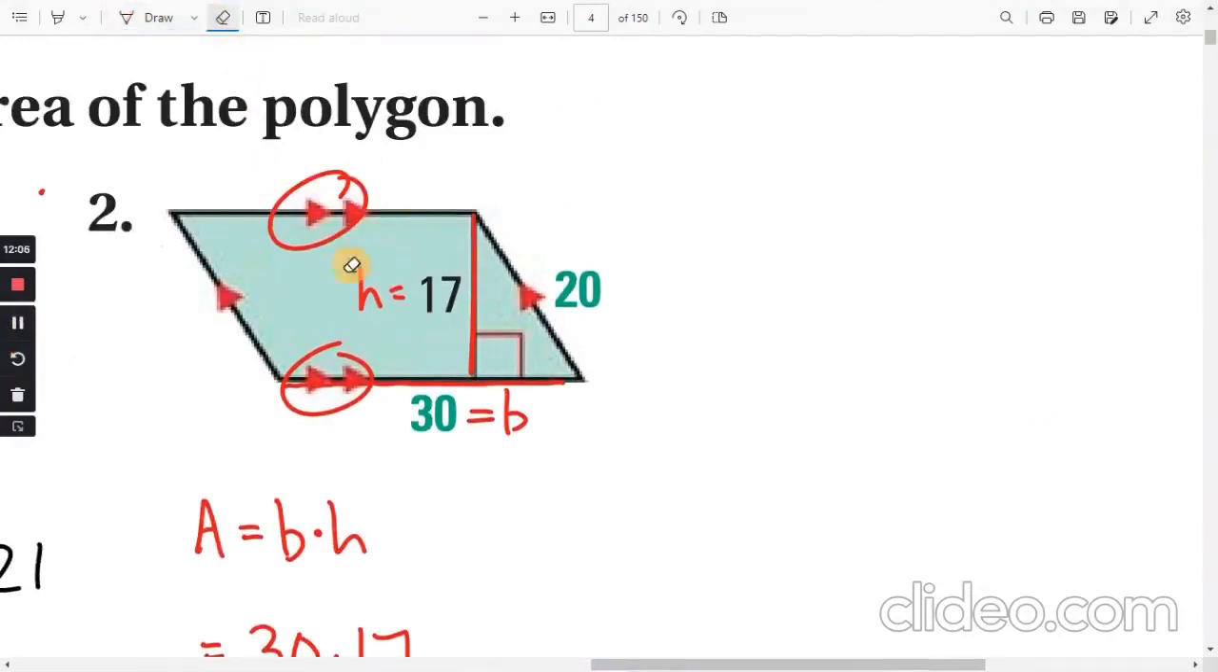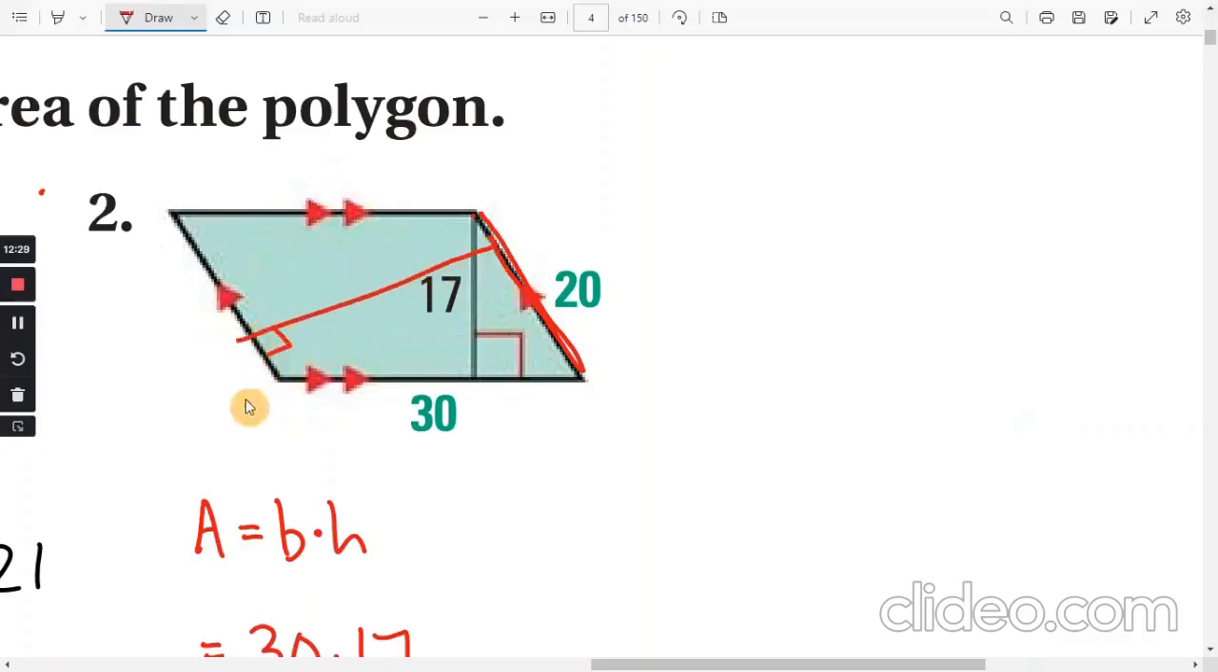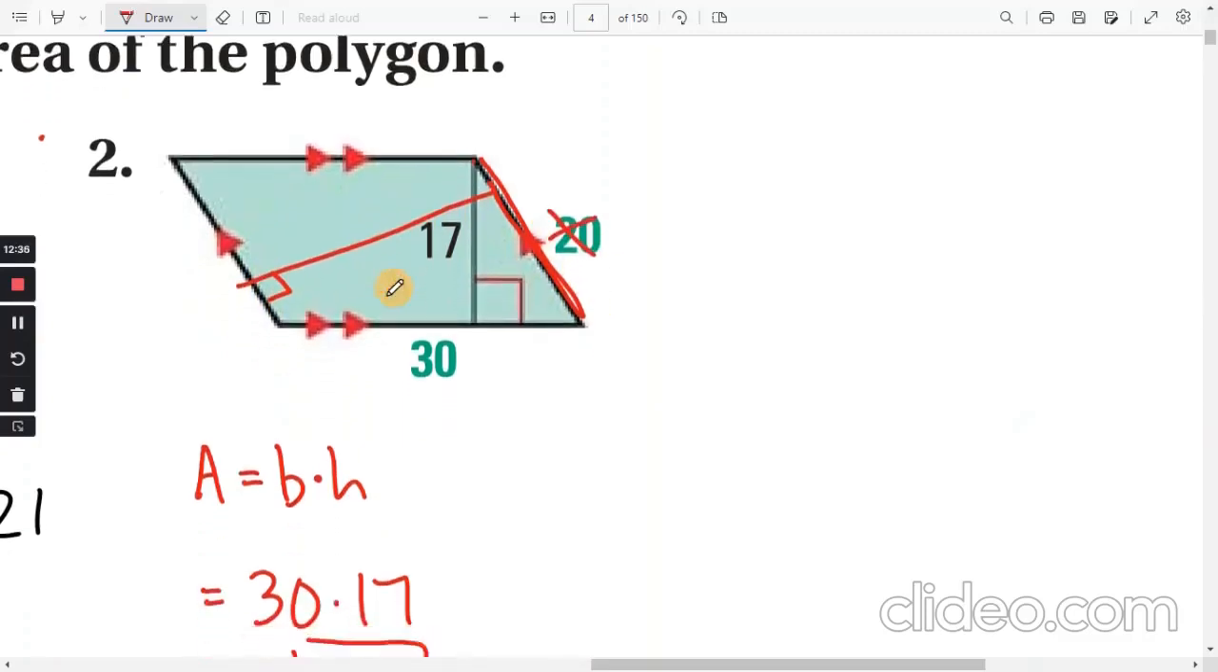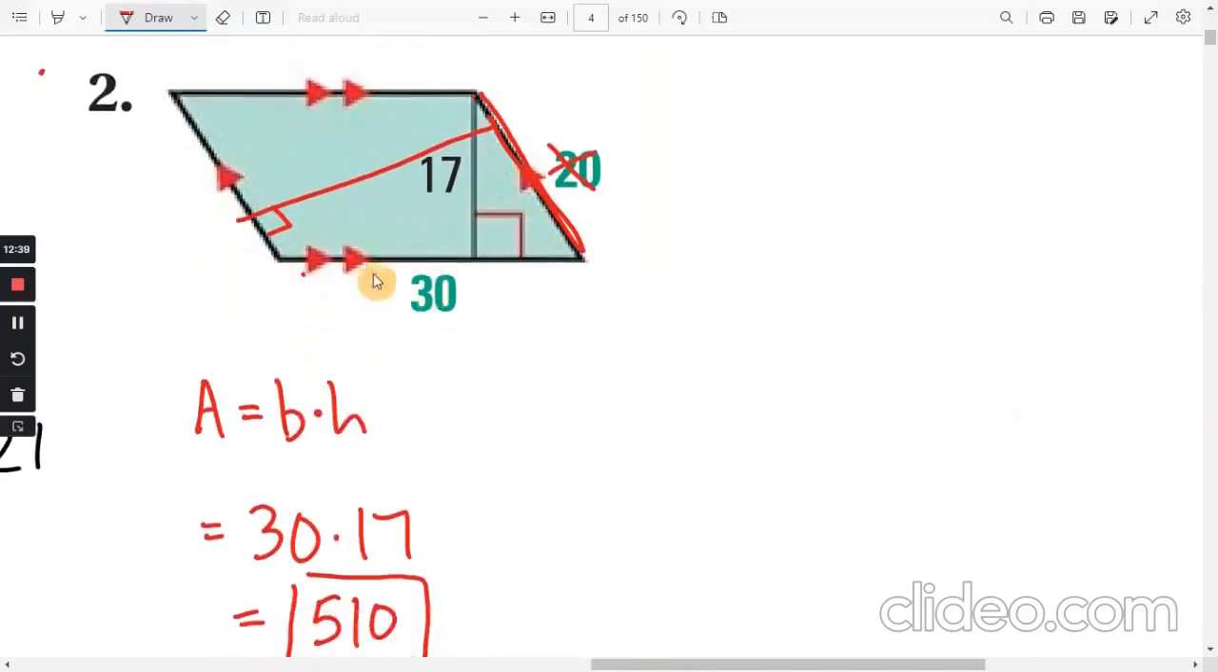Now, if you look at this, you may be wondering if we can use the other sides as the bases. So if we use this as the base, we would need the distance from this side to this side. Okay, so it would be something like that, and perpendicular to that side. We didn't have that distance, so we couldn't use the 20 as the base. All right, so that's why I chose this side here as the base.